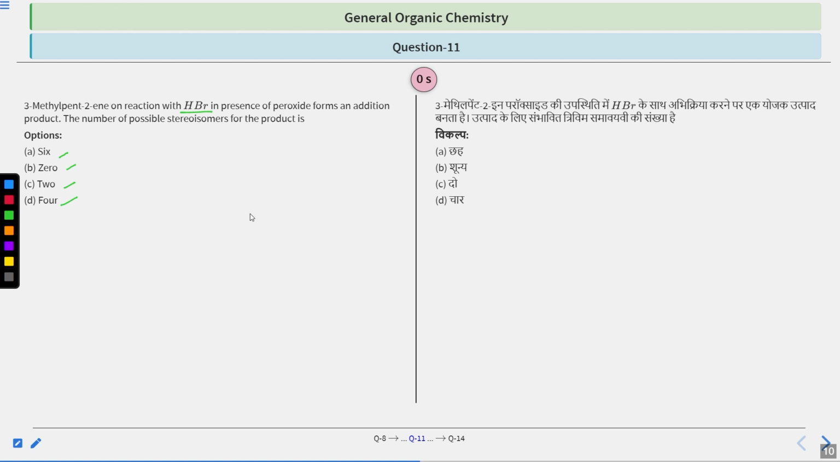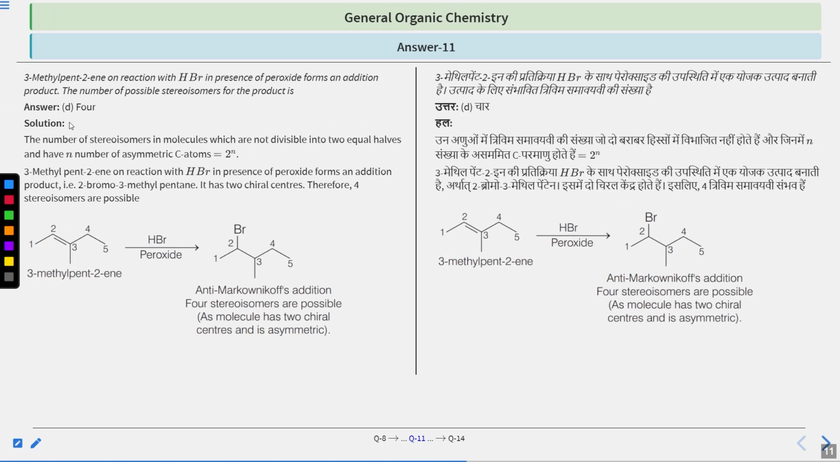Okay. Let's see. So the correct answer is option D, that is 4. The number of stereoisomers in molecules which are not divisible into 2 equal halves and have n number of asymmetric carbon atoms will be equal to 2 to the power n. So if you want to find out the number of stereoisomers, it will be equal to 2 to the power n.